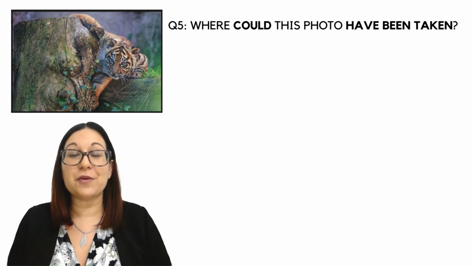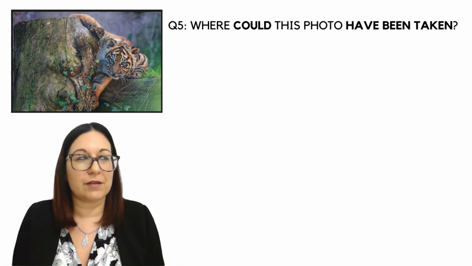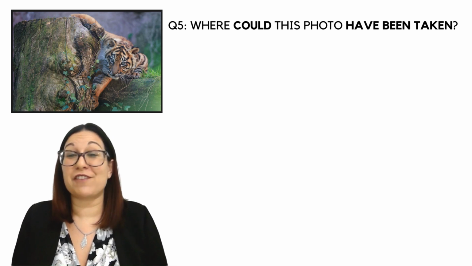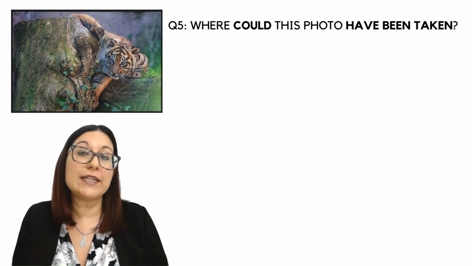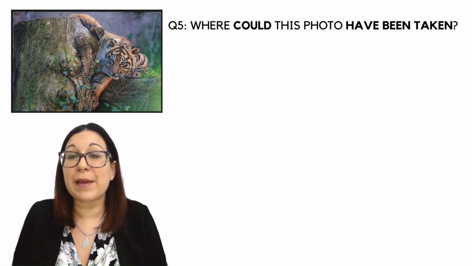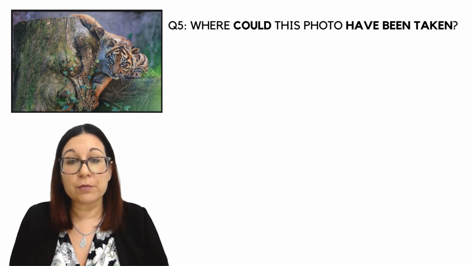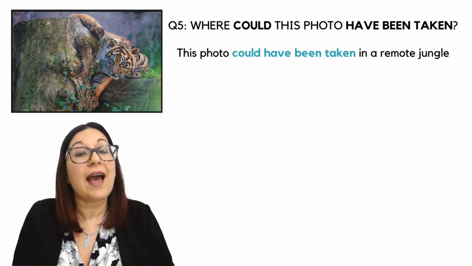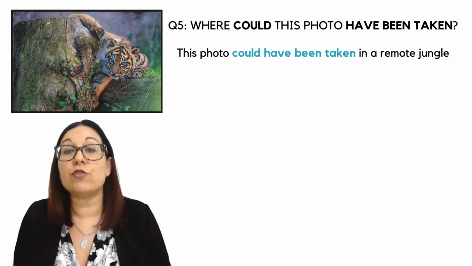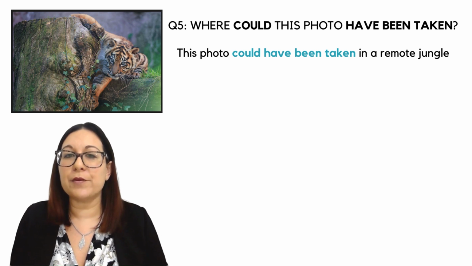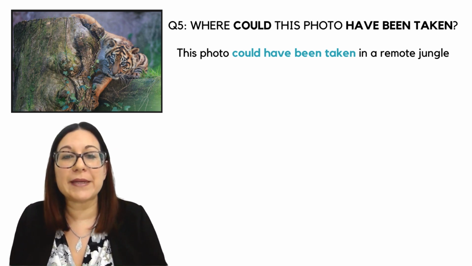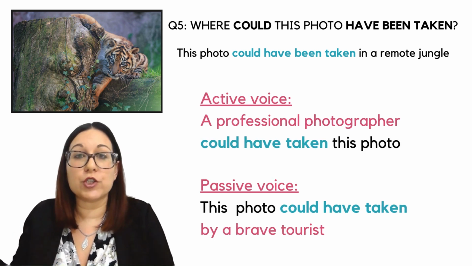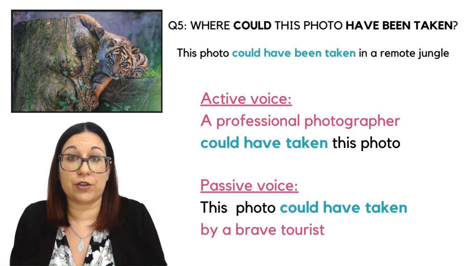Always pay attention to the questions that teachers ask. Okay, that's a general piece of advice, but it's because we're not asking these questions just for the fun of it. We are giving you a really good example of the structure we expect to see in your answer. So, a good answer to this would be, this photo could have been taken in a remote jungle. I'm using that same structure. It could have been taken. It's passive voice. I don't know who took the photo. Maybe I don't care who took the photo.